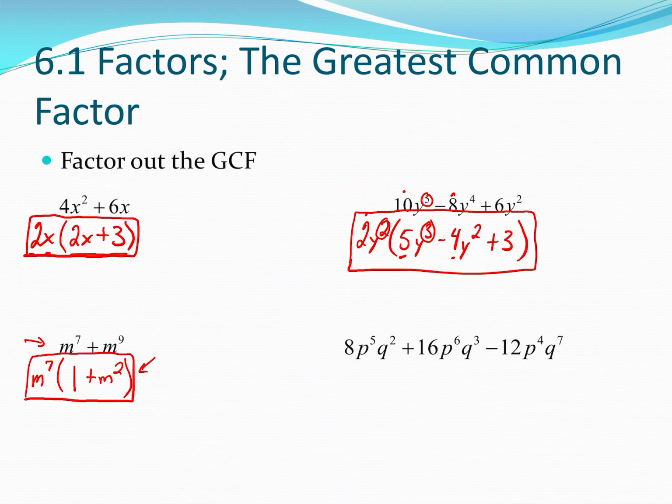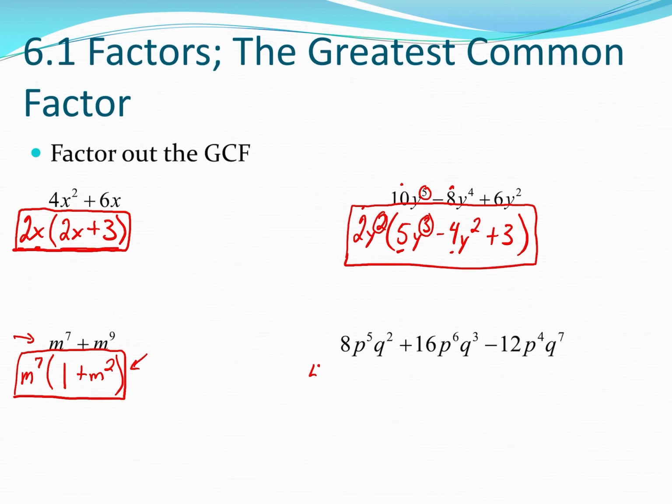And when you look at this, some of you may think from a number standpoint that it's 2. And 2 is a common factor, but it's not the greatest common factor. The biggest number that divides into 8, 16, and 12 is 4. Because 8 is 4 times 2, and 16 is 4 times 4, and 12 is 4 times 3. And so 4 is the biggest number that we can take out. Now we still got p's and q's, and we need to take those out as well.